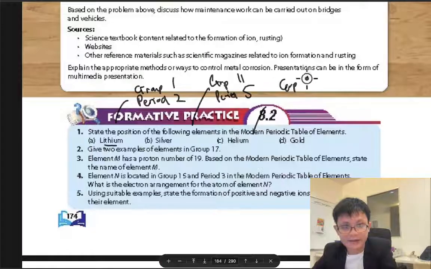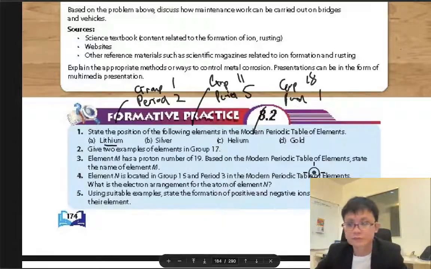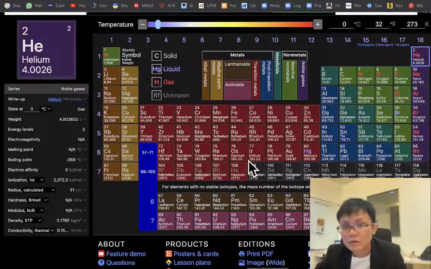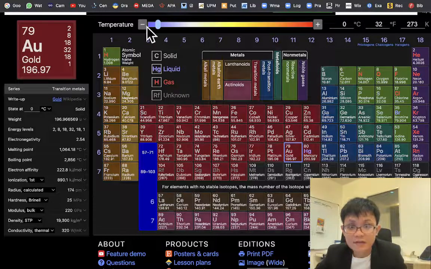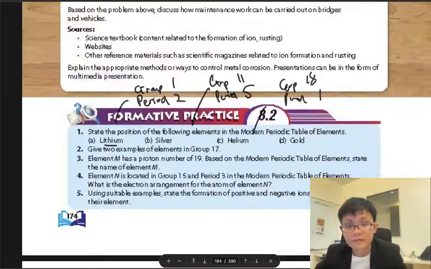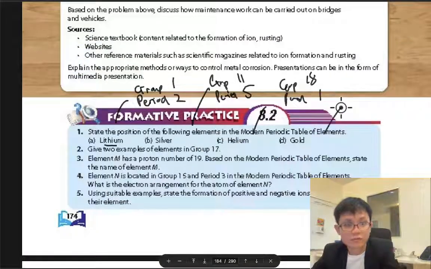Group 18, period 1. How about gold? Gold is here, 79. Group 11, period 6. Very good. Group 11, period 6.